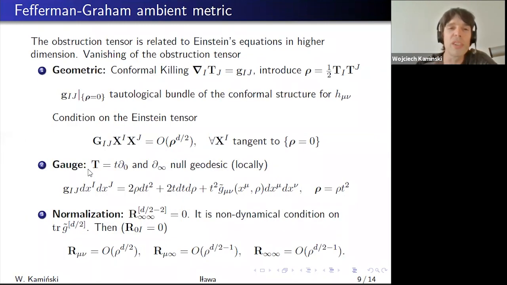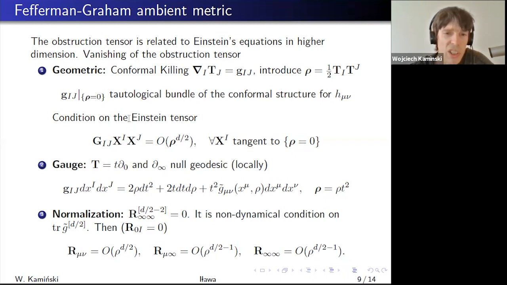So from this point of view, I will now say what the conditions are for the ambient metric. I will say the conditions for being ambient and for vanishing of this obstruction tensor in one go. But from the point of view of this dynamical system, it's important to divide these conditions into three parts. The first part is geometric: there exists a conformal Killing vector with this property. If we introduce the length of this conformal Killing vector, then of course rho equal to zero is the horizon. On this horizon, we want the restriction of the metric to be this tautological metric coming from the conformal structure of our fixed metric on M.